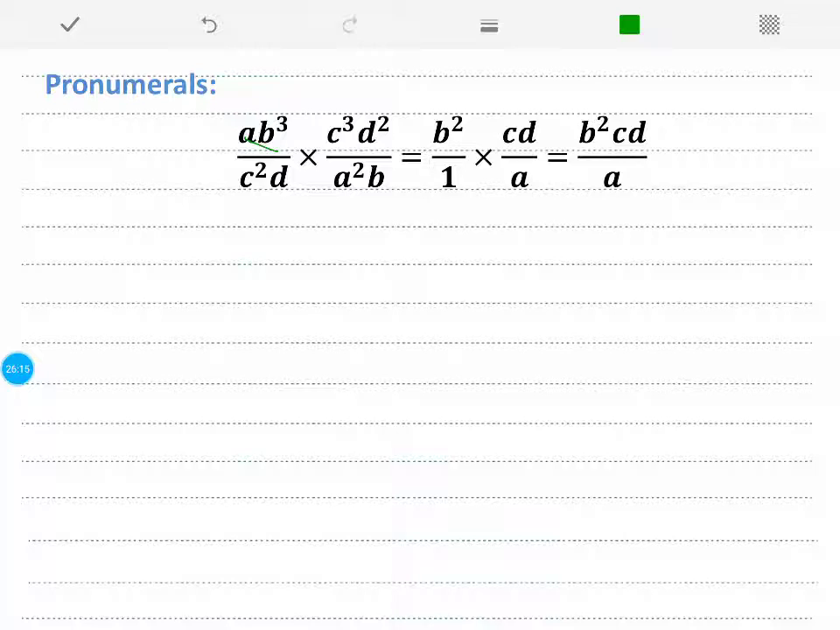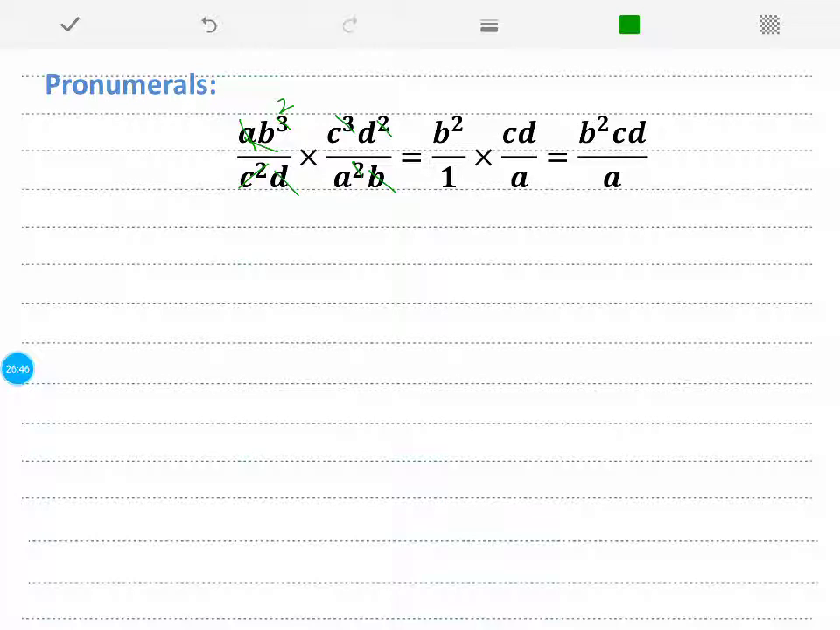So you find the common factor for the a term is just a. So a cancels out, and a squared just becomes a. For b, b cancels out, and b cubed becomes b squared. And for the c and d terms, c squared and c cubed just become c here, and d and d squared just become d.